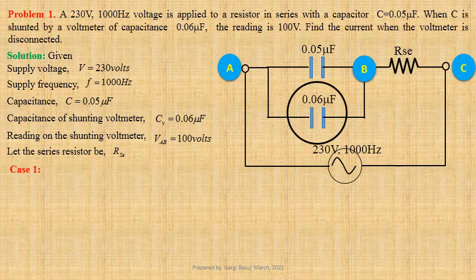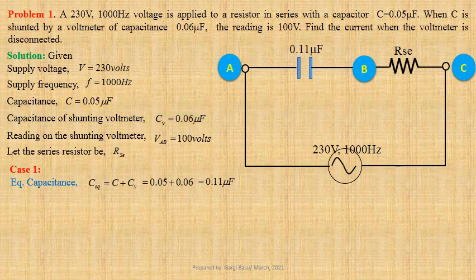Case 1. When capacitor is shunted by the voltmeter, equivalent capacitance CEQ equals C plus CV. Using values we get 0.05 plus 0.06 equals 0.11 microfarad. So we can replace this series parallel circuit by a simple series RC circuit where capacitance CEQ equals 0.11 microfarad.